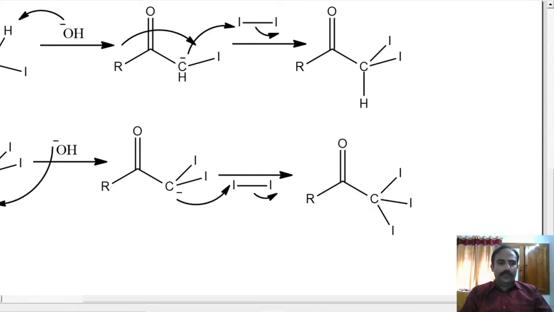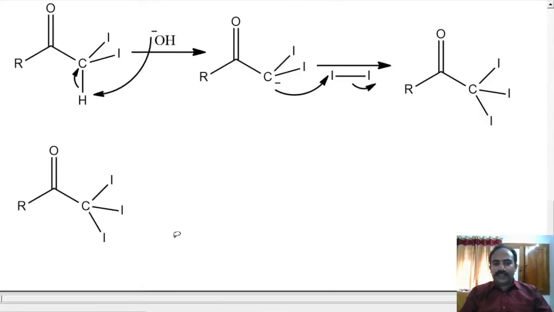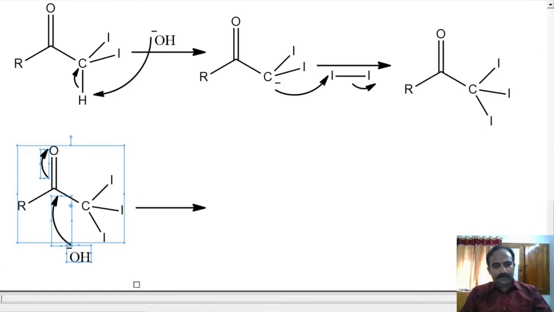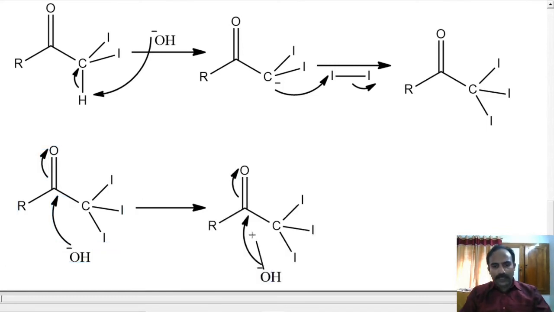And now what? So far the OH minus acted as a base. Now this OH minus will act as a nucleophile. OH minus attacks this carbonyl carbon atom. When a new bond is forming, an old bond will break, and this will become O negative. Let us write that. When a new bond forms here, an old bond will break. With that, the negative charge on oxygen will disappear, so there will be no formal charge on oxygen, and here there will be a negative charge on this oxygen.